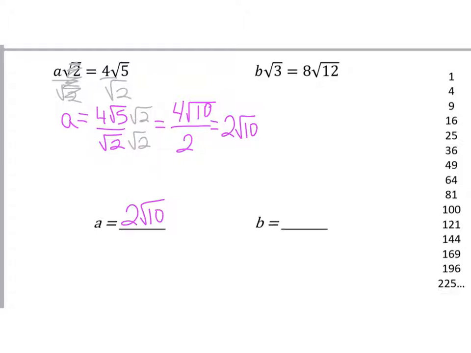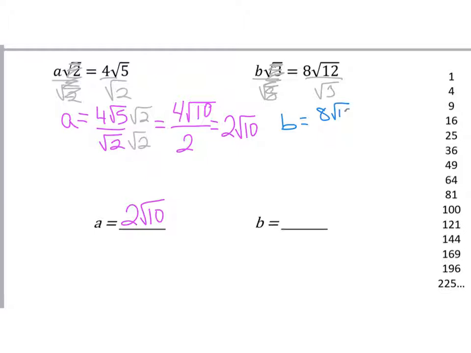B square roots of 3 equals 8 square roots of 12. What do I do? Divide by the square root of 3. Very good. When I do that, on the left-hand side, my square root of 3's cancel, leaving me with just B equals 8 square roots of 36.